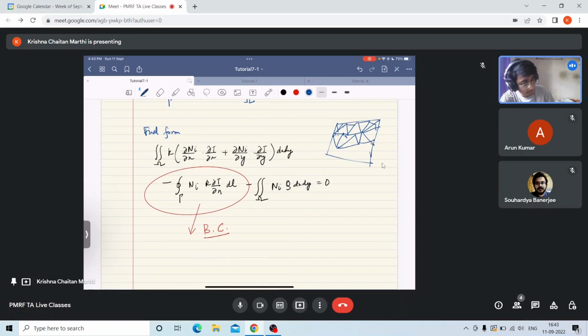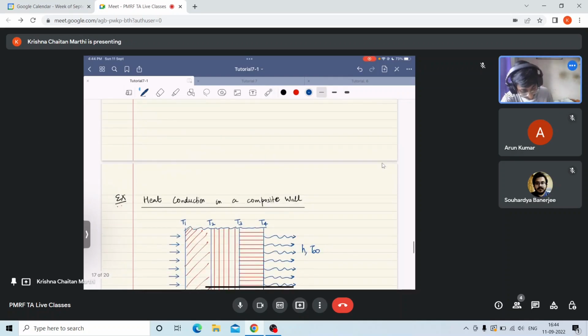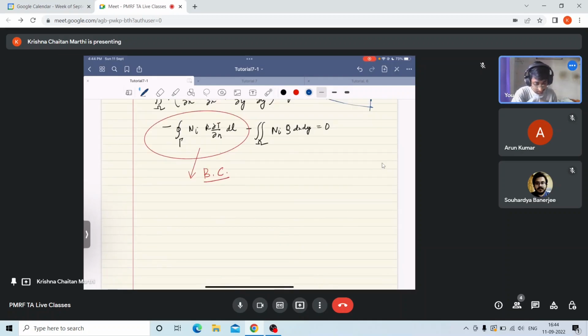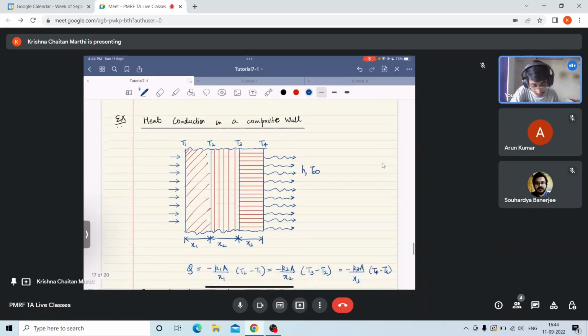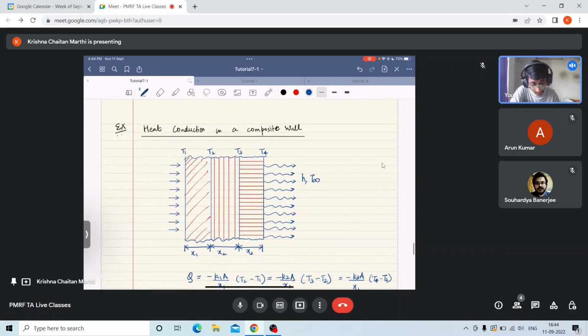So I have different elements, and from the boundary conditions I get the... So here I will apply the boundary conditions. Okay, so now let us look into one problem, heat conduction on a composite wall.